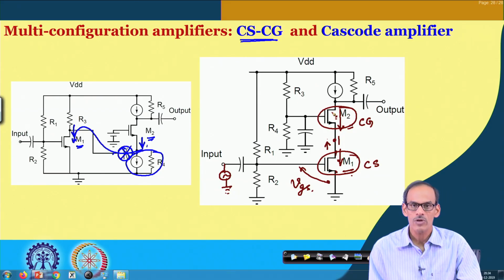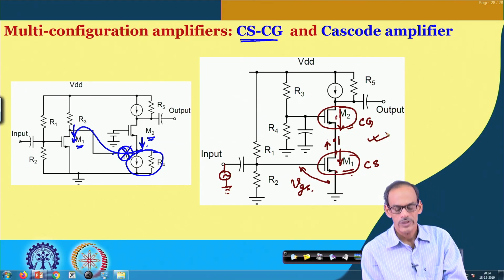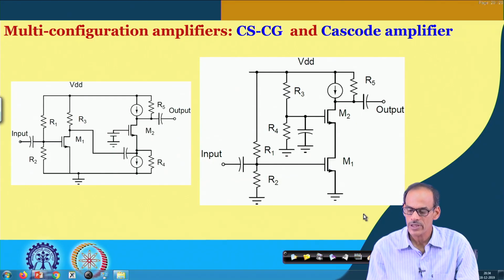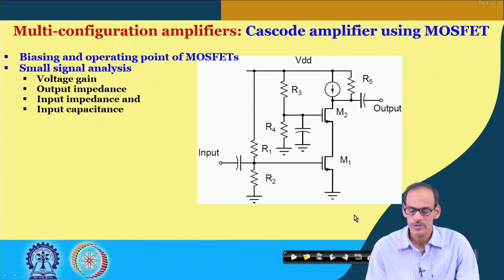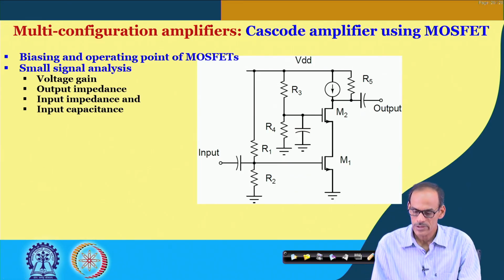Now, how much portion of this current will be entering into M2 can be analyzed by considering the small signal equivalent circuit of this cascode amplifier. So, in the next slide we will be talking about the small signal equivalent circuit of this cascode amplifier. Maybe you can independently try it out. Yeah. So, this is the cascode amplifier circuit, and then the biasing.